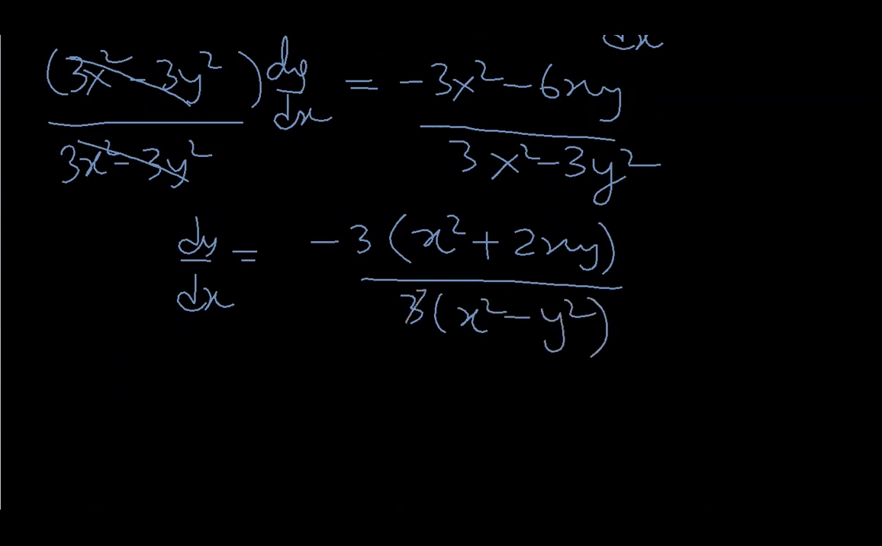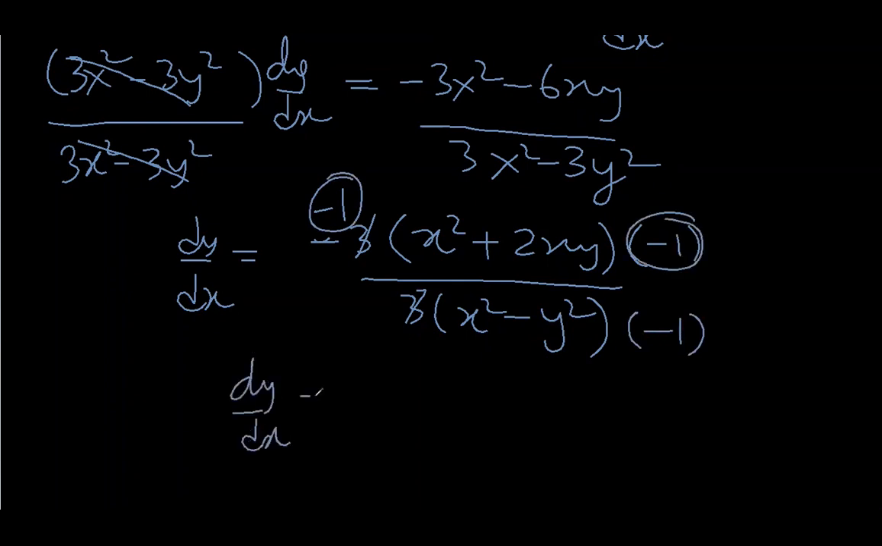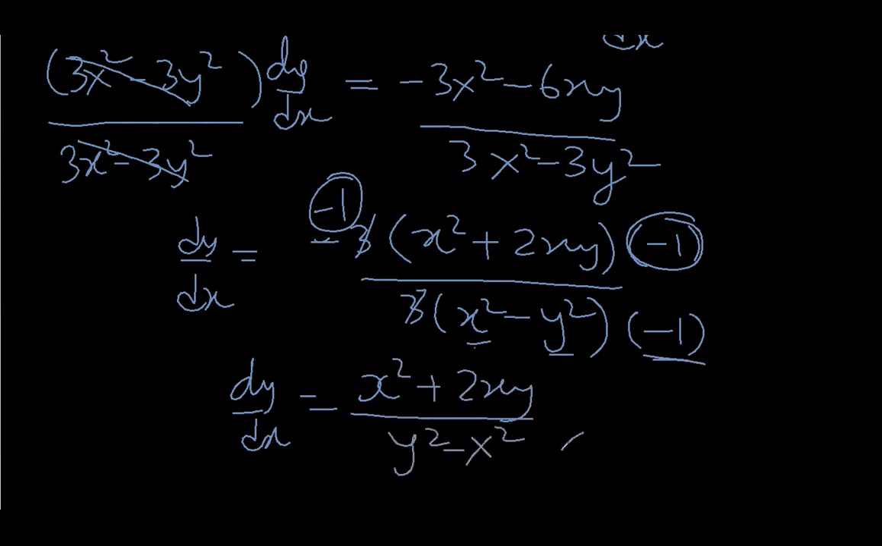So this 3 and this 3 cancel, but we are left with minus 1 here. And to make it positive, let's multiply by minus 1 up and down, so that this minus 1 and this minus 1 become positive. So dy over dx equal to x square plus 2xy over, minus 1 will change the signs of these two, they will change their place, y square minus x square, and this was our target.